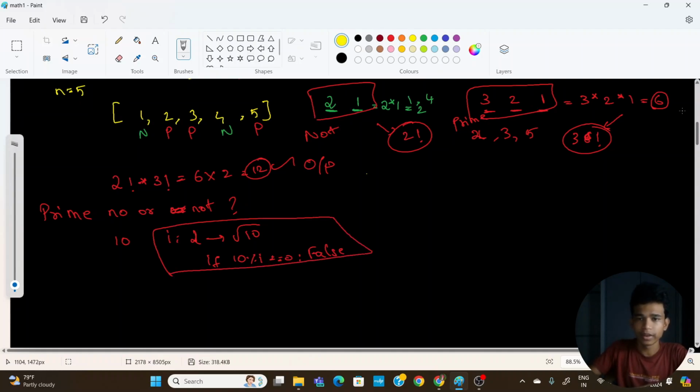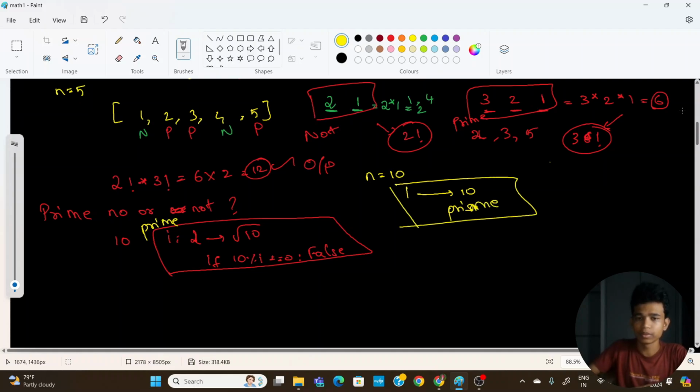If n is equal to 10, I have to iterate from 1 to 10, and for each number, I call this prime function. So it will lead to something like n times the square root of n as the time complexity. So my time complexity will be O of n times square root of n.